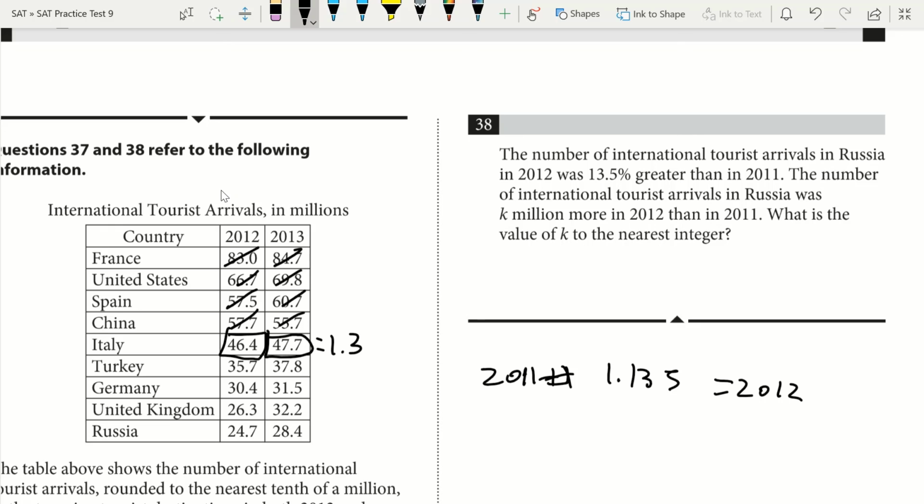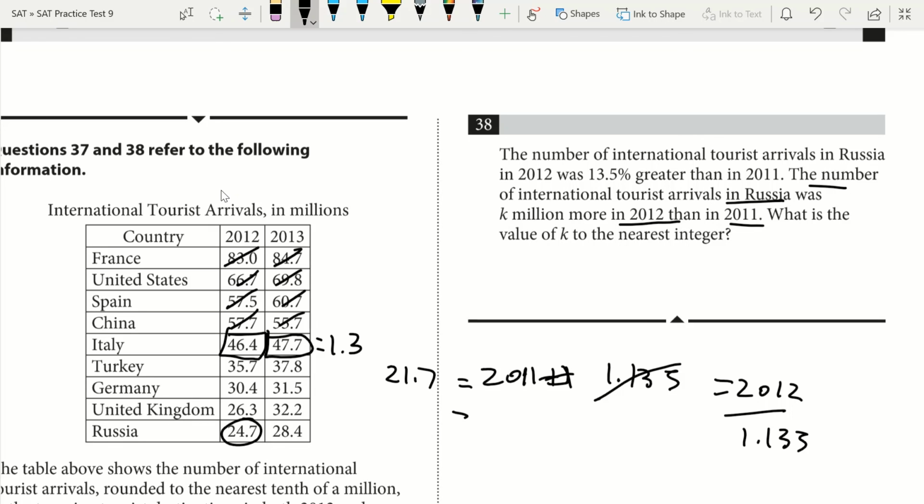What I can do is divide that 2012 number by 1.135 to get my 2011 number. So that's what I'm going to do. In 2012, I see Russia had 24.7 million, but we can just use 24.7. We divide that by 1.135, and that gives me 21.76. Now I'm asked the number of international tourist arrivals in Russia was k million more in 2012 than in 2011. I know in 2012 it was 24.7. So I do 24.7 minus the 21.76 that we got from our other equation.